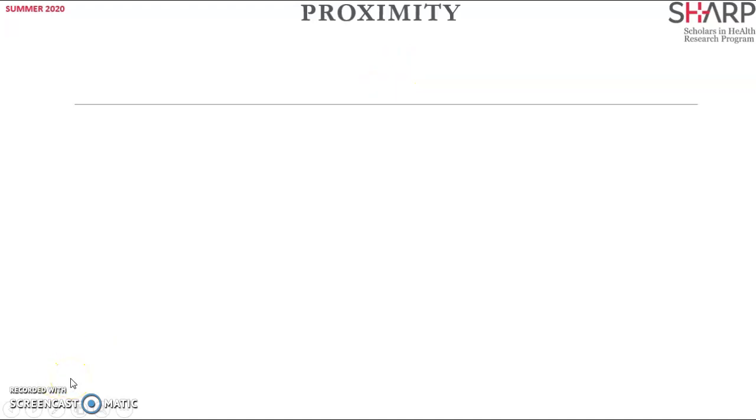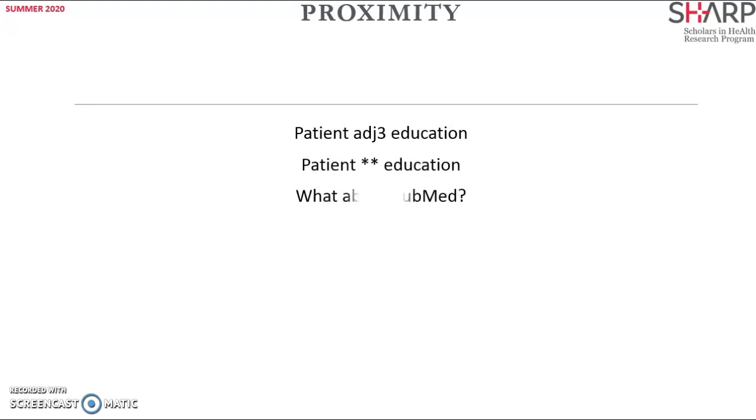We come to proximity or adjacency. What do I mean when I say proximity or adjacency? First, let's see how it comes in different databases. You can have patient ADJ3 education, patient ** education, and patient I don't know what in PubMed. The first one represents adjacency in Medline.